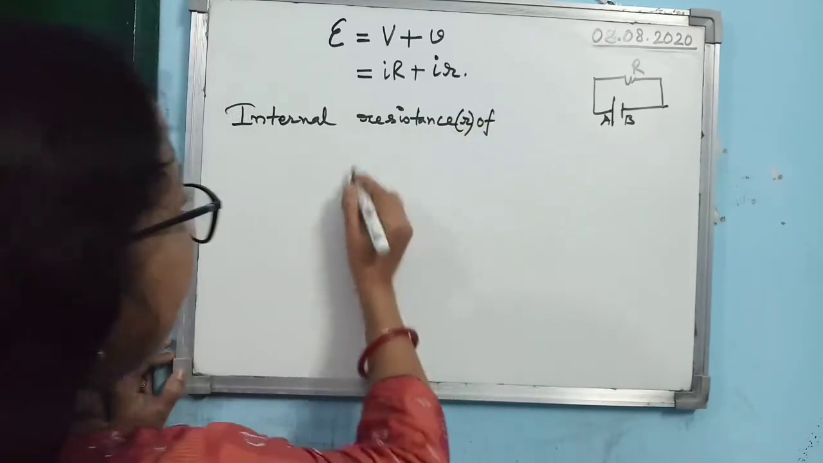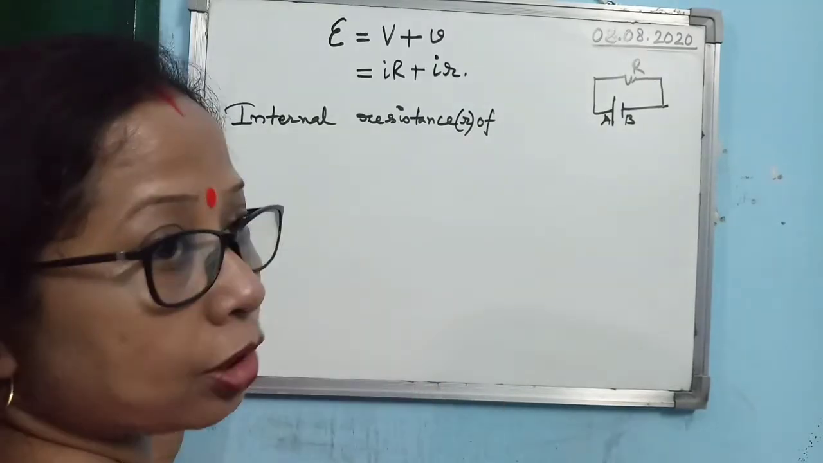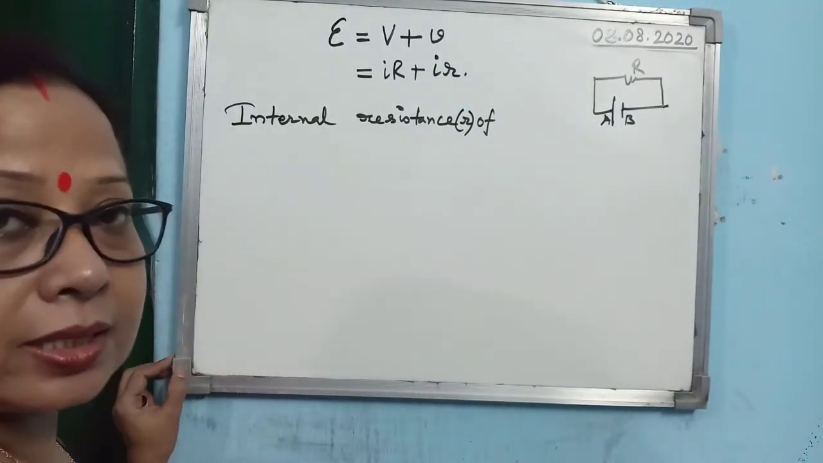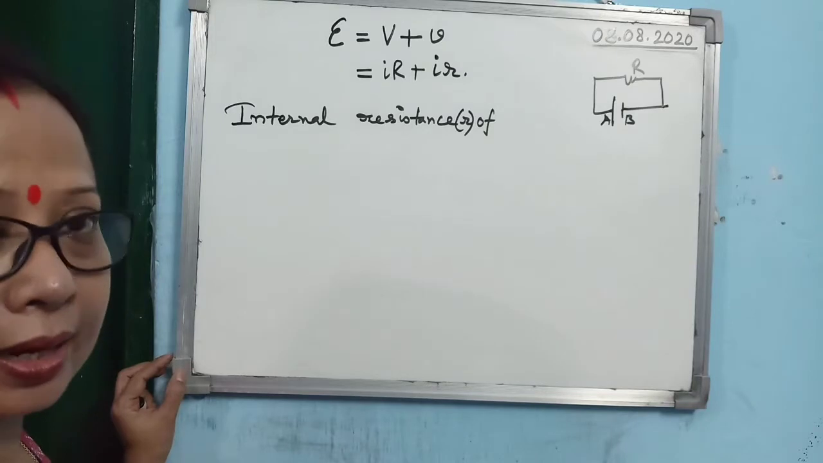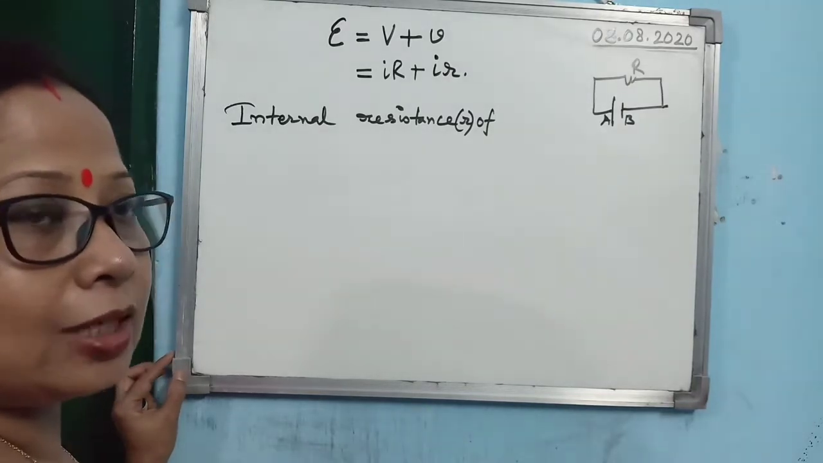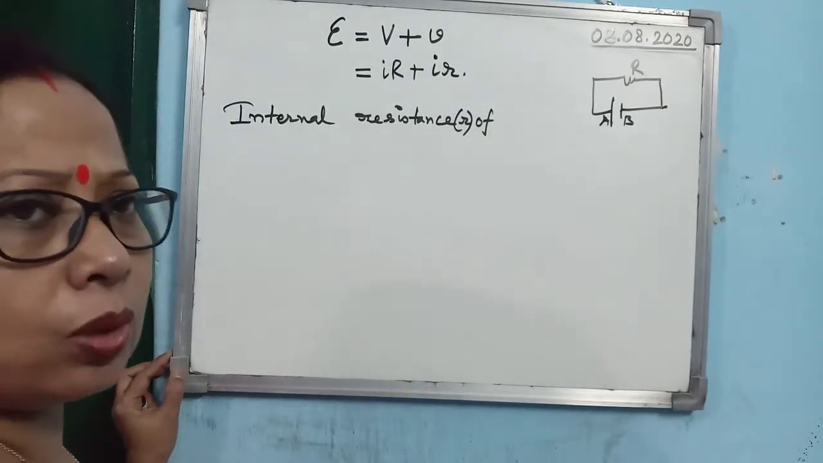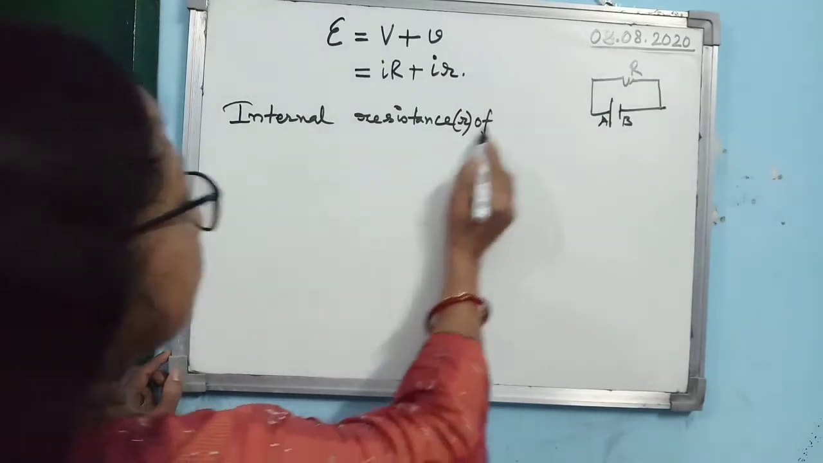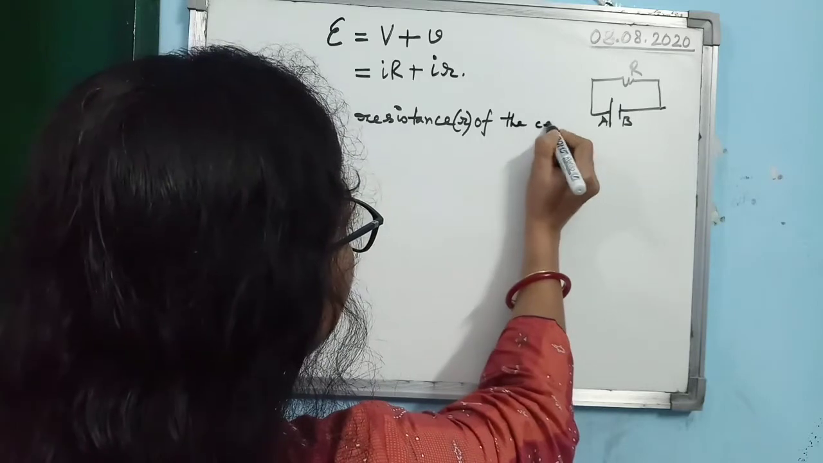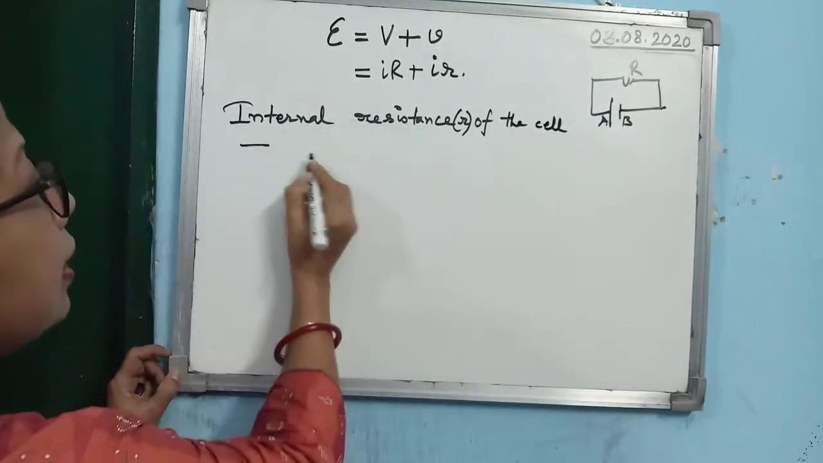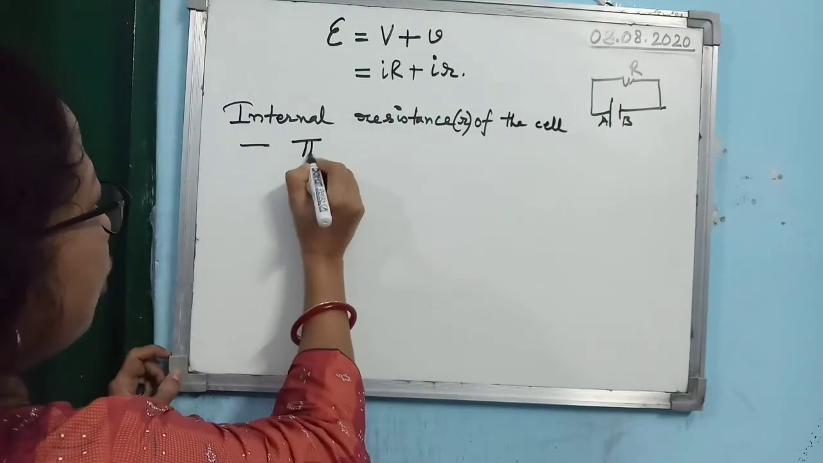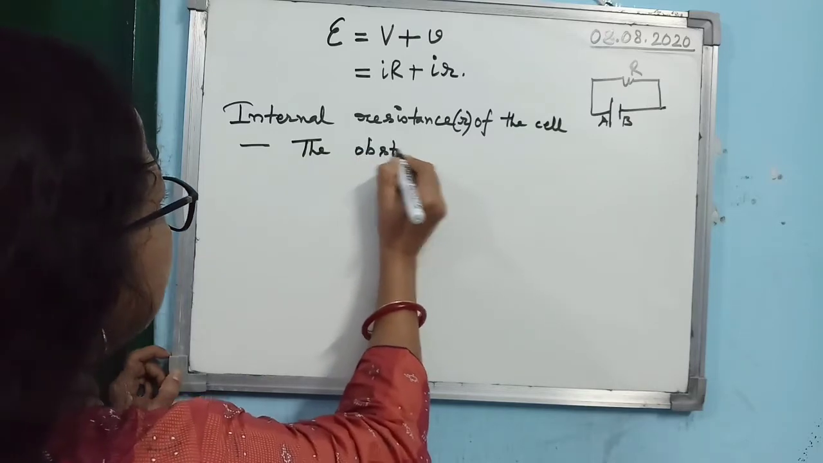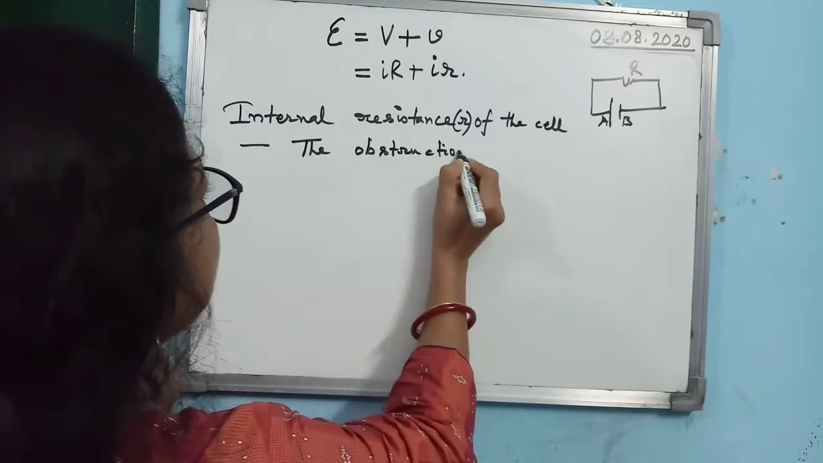When I am writing resistance, it could be the resistance of the conductor or the resistance of the external circuit. So please don't write only the resistance, write whose resistance it is: internal resistance of the cell. So what is the internal resistance of the cell? The obstruction offered by whom?